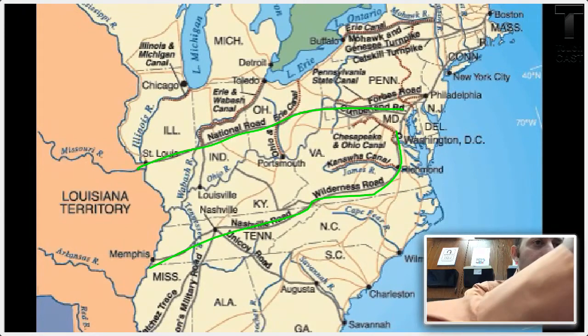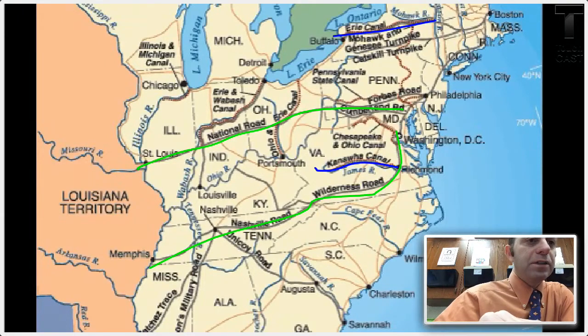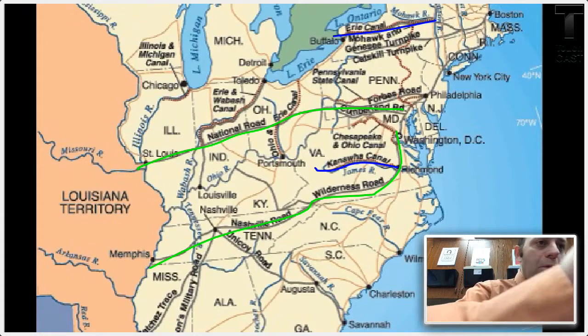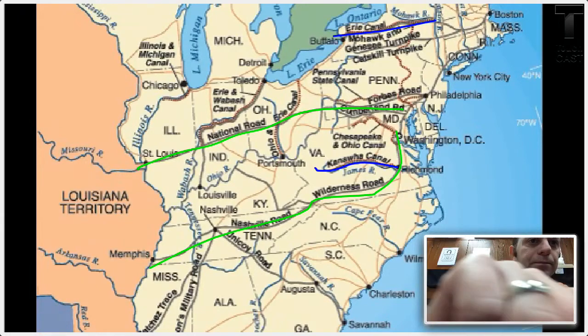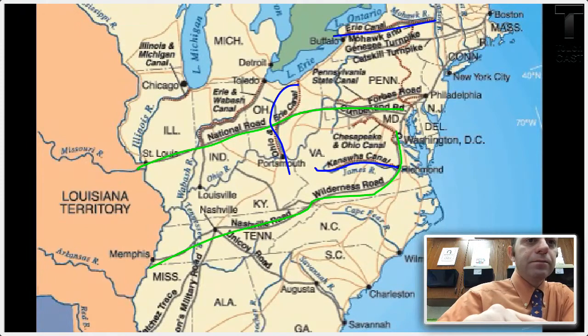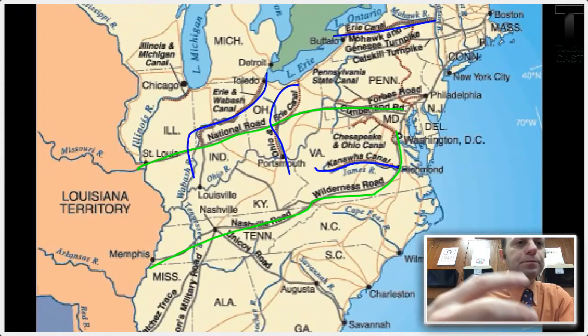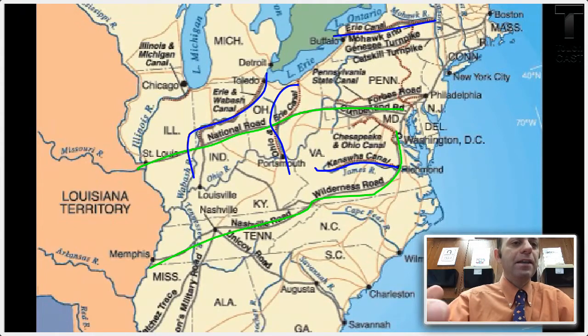Along the way, we had our important canals like the Erie Canal, the Kanawha Canal, which connected Virginia, additional Ohio and Erie canals, the Erie and Wabash Canal, and again, we continue to see that slowly but surely we're creating a network that unites the country, that allows the movement of goods and services throughout.